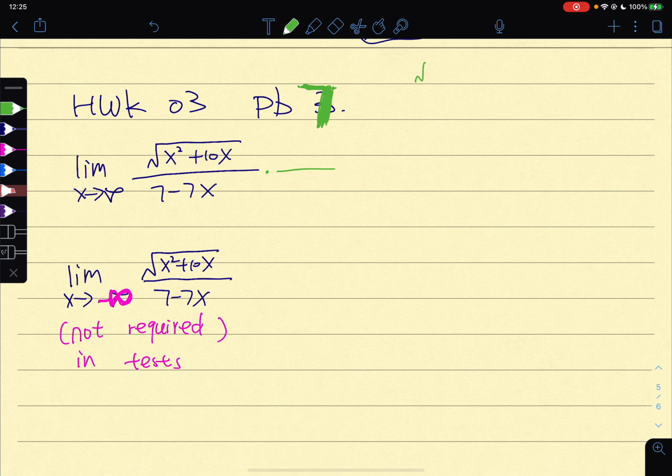On the top, it's square root of x squared, which conceptually is x. The highest order term on the bottom is x, so I'm dividing by x on the top and bottom simultaneously. So I can rephrase my problem, which is 7 over x minus 7x over x. My numerator is slightly more challenging as x squared plus 10x, and then I divide it by x.